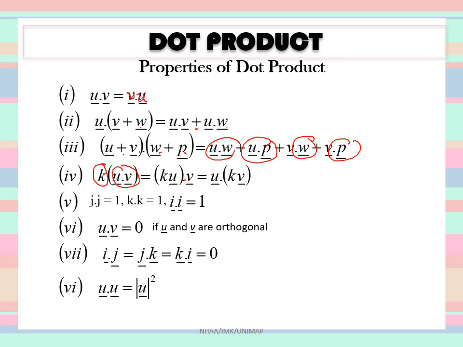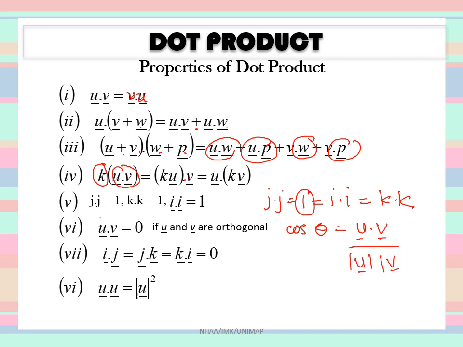Okay, so I have explained about the fifth property here, where when you perform dot product, j dot j will equal to 1, and this is also equivalent to i dot i equivalent to k dot k. Okay, so you get 1. Alright, and this one is related to the formula of cos theta equal to u dot v over the magnitude of u times the magnitude of v.